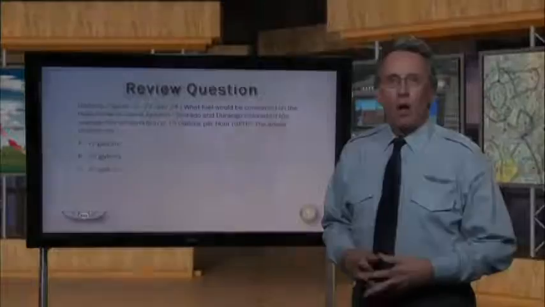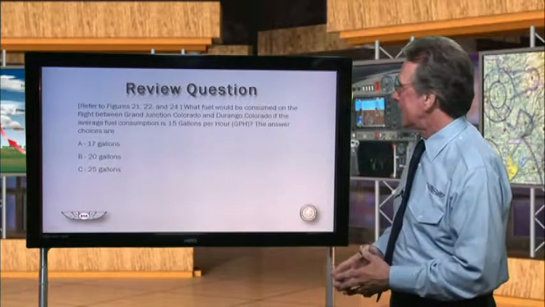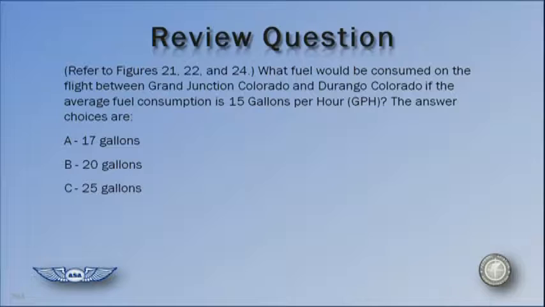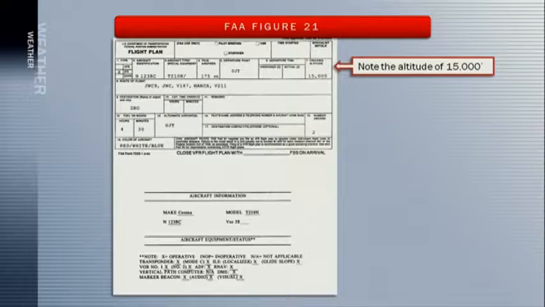solution. All right, back into the studio for a question on our final topic. We're going to ask you to refer to figures 21, 22, and 24, which the FAA will provide. What fuel would be consumed on the flight between Grand Junction, Colorado and Durango, Colorado, if the average fuel consumption is 15 gallons per hour, or GPH? All right, the answer is one of these three, but we have to go first to figure 21, which establishes our altitude of 15,000 feet.